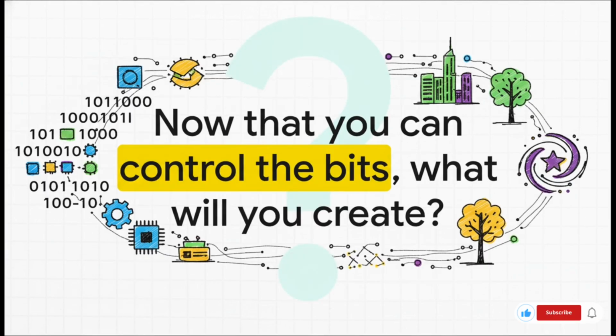So we've seen that bitwise operators give you the ultimate control over your data. They let you perform crazy fast calculations, pack information in super efficiently, and yes, even hide secrets in plain sight. It's a powerful reminder that underneath all the complex layers of modern software, it all just comes down to ones and zeros. So the only question left is, now that you can control the bits, what will you create?